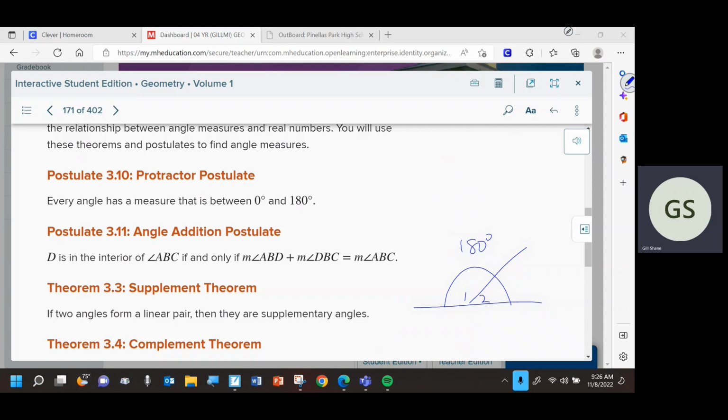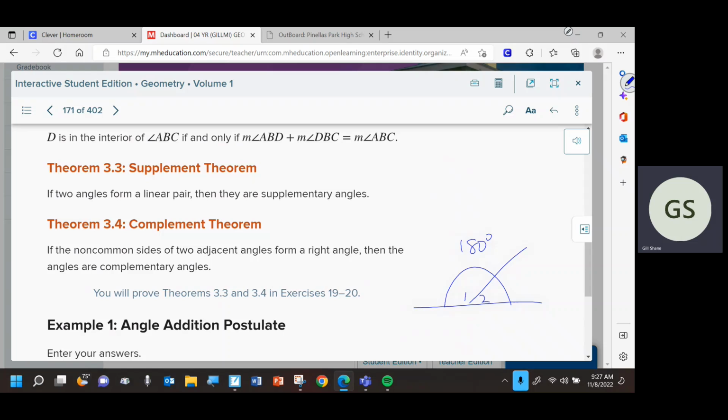So anytime you have a straight line, we've done this before, this is not new. We just didn't specifically have to use the name of the theorem that has been proven to be true. Now we will when we do proofs.